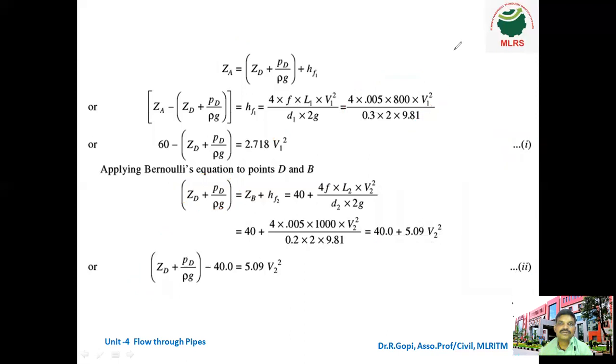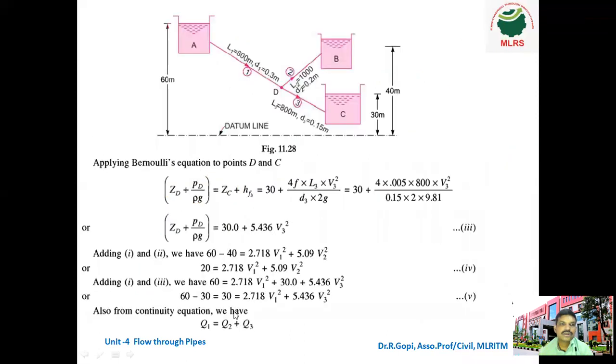Okay. So now applying Bernoulli's equation to points D and C. Initially we applied A to D and after that D to B. So the last one is D to C.